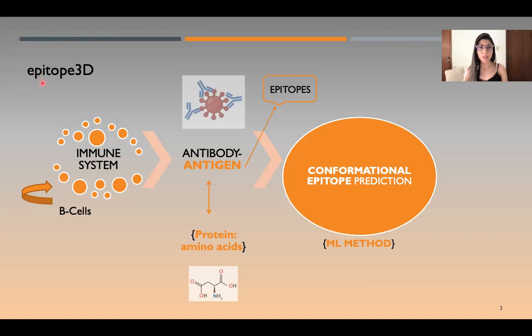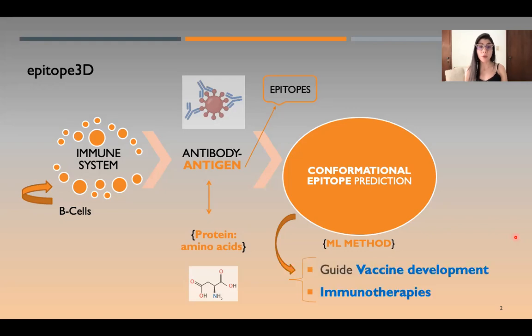So EPITOPE 3D is a tool that uses a machine learning model combined with structure signatures to predict conformational epitopes. In this way, identifying epitopes could lead to a better disease response in the design of vaccines and also in the immunotherapy process. And those two are our key motivation in this work.